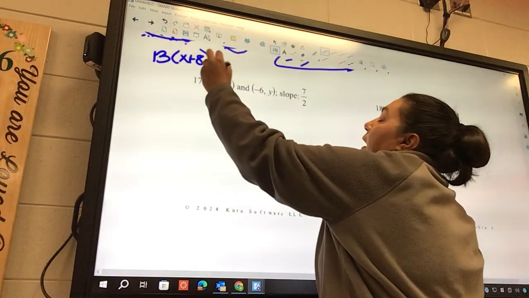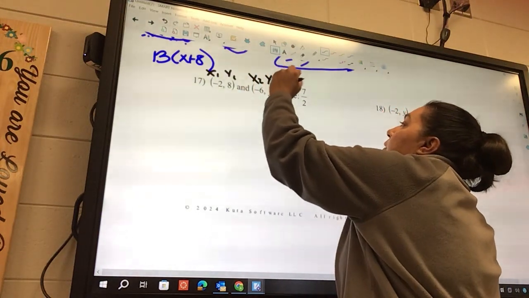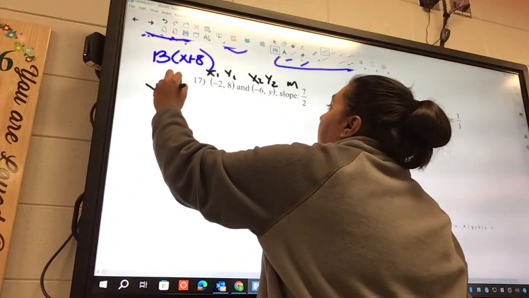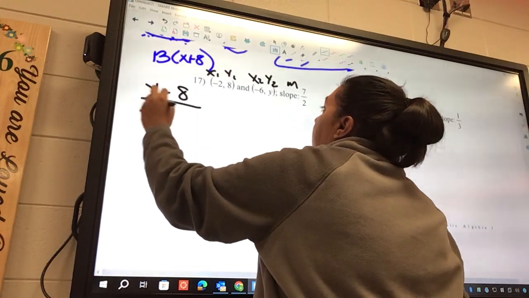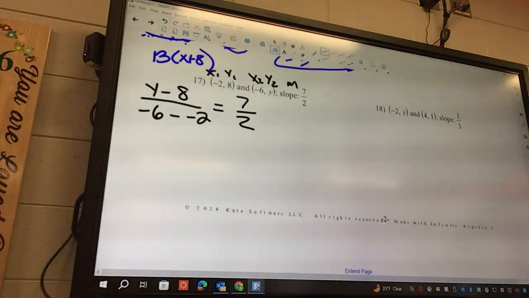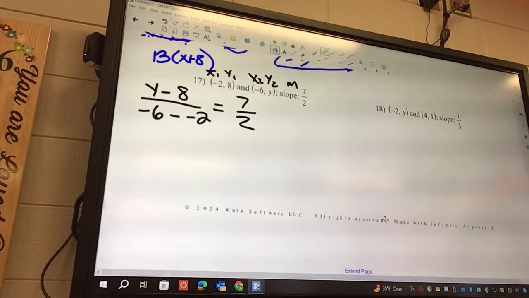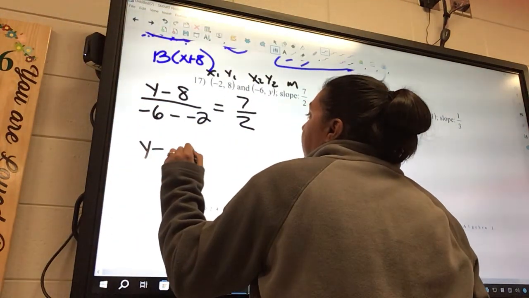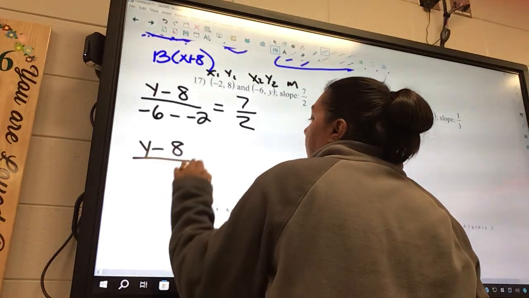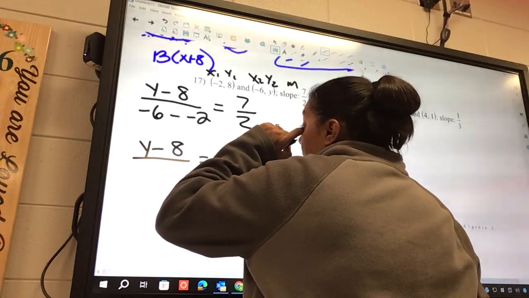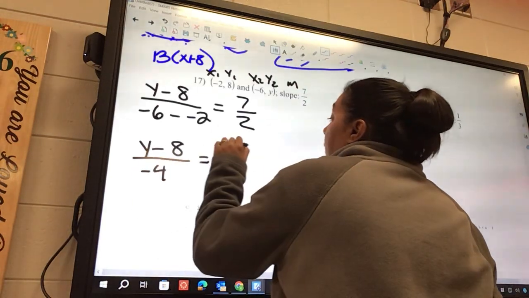Okay, so x1, y1, x2, y2, and this is my m. I think it's easier on the ones where there's fractions though. So we got y minus 8 over negative 6 minus negative 2 equals 7/2. On the top, can that be reduced? No, that one's stuck the way it is. What about the bottom? Negative 6 minus negative 2. These turn into a positive, but what is it? Negative 4, and then 7/2.